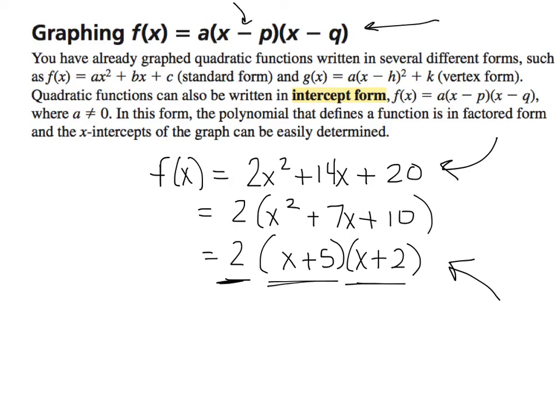In this case, those binomials are x minus p and x minus q, and a. You're going to find out what happens with the p and q and how it relates to the graph. a can't be 0, because you'd end up with nothing. In this form, the polynomial that defines a function is in factored form, and the x-intercepts can be easily determined. The x-intercepts are going to use your p and q in your equation.